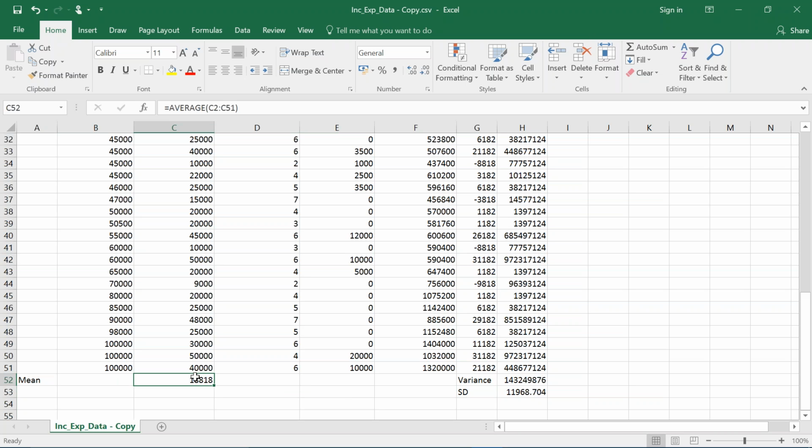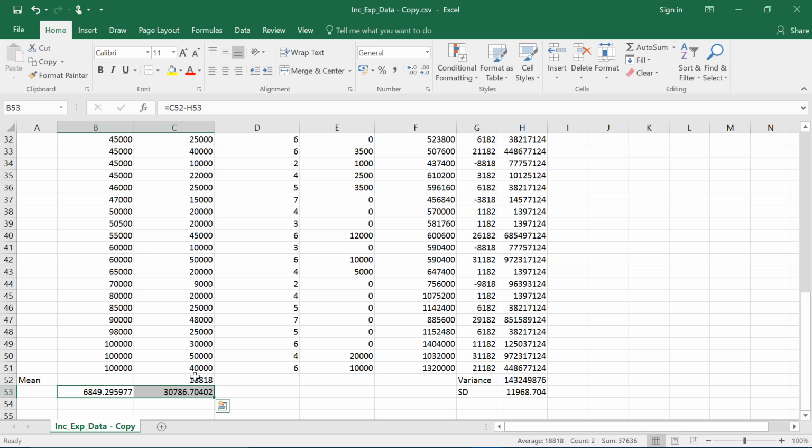65-66% of the people, of the households, their expense will be between, the way standard deviations are used, if I do plus standard deviation and on the other side I do minus standard deviation, I can say approximately 65-66% of the people, of the households, their expense will be between 68,000 to 30,700.